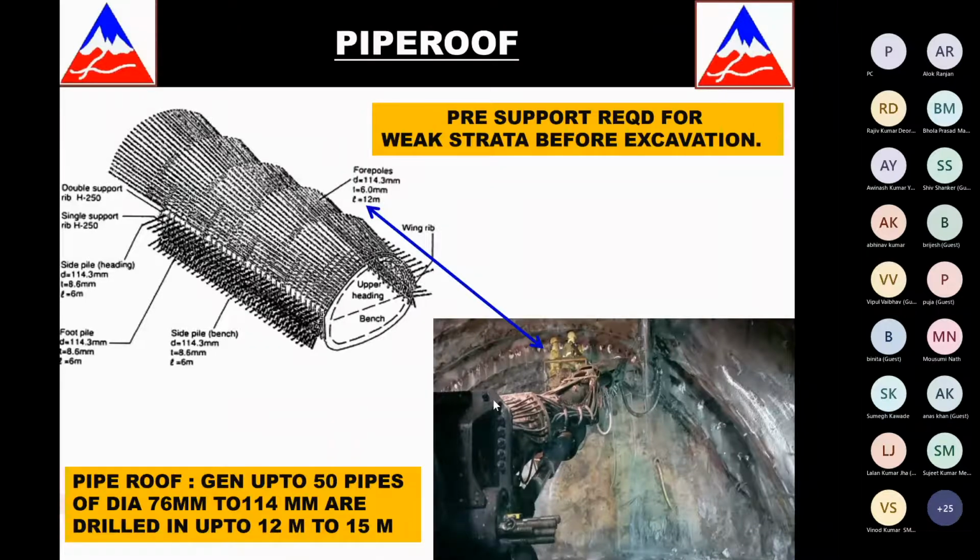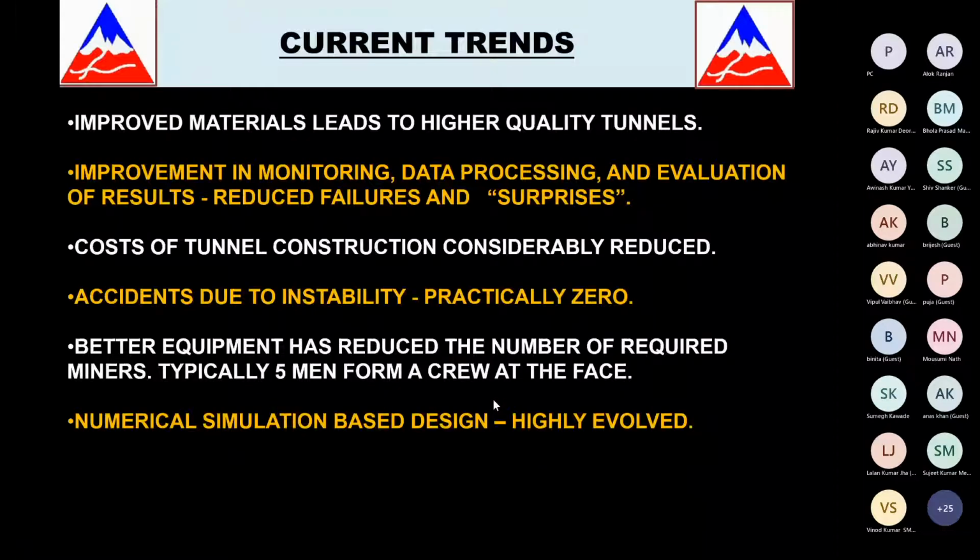So the current trends now have changed the way tunneling happens. Americans started tunneling with just steel sets, passive spots, but now observational techniques have come into play where people want to observe as to how much is the deformation, and then based on those observations, do we actually end up putting the supports. So we are optimizing. So improved materials and improved technology has led to higher quality tunnels where they are safer and also they are cheaper. Improvement in monitoring, data processing, and evaluation of results has ensured that there are no surprises.